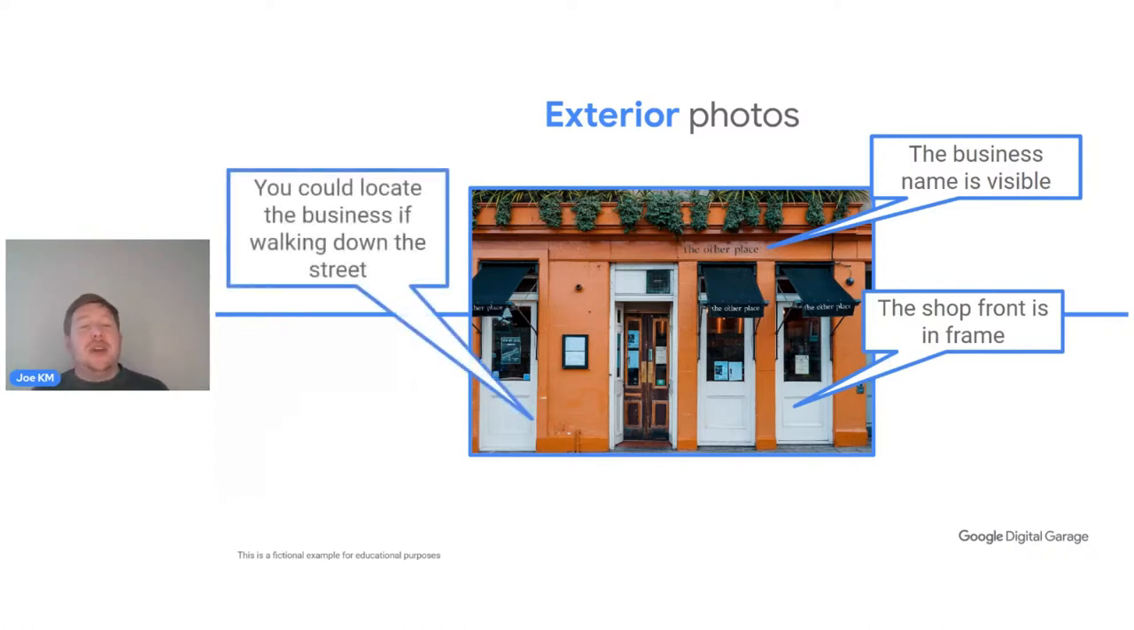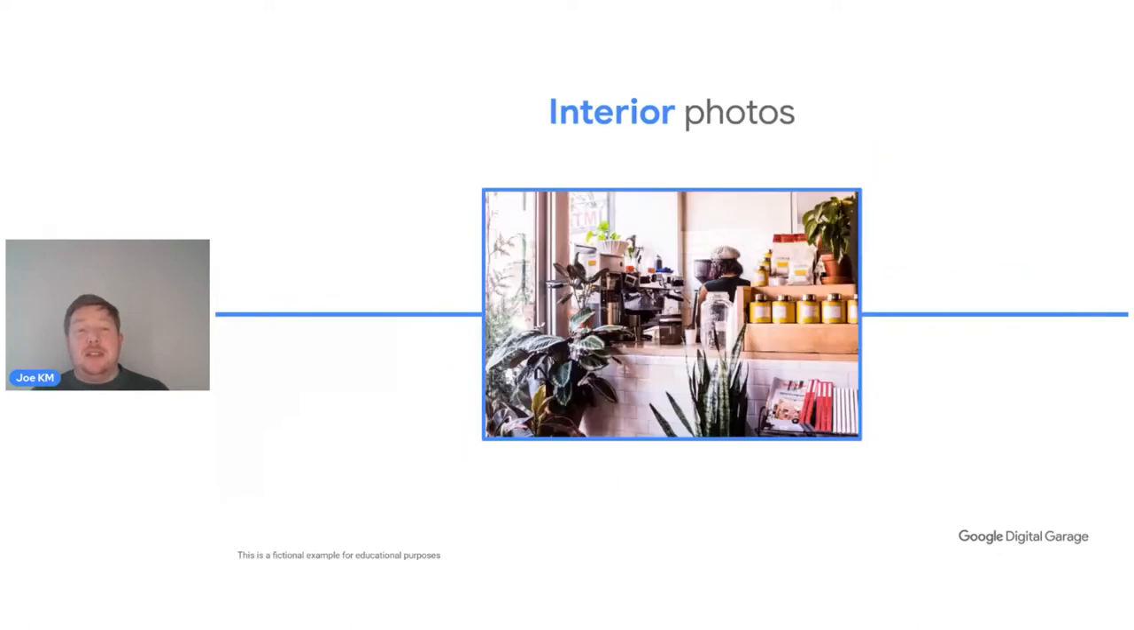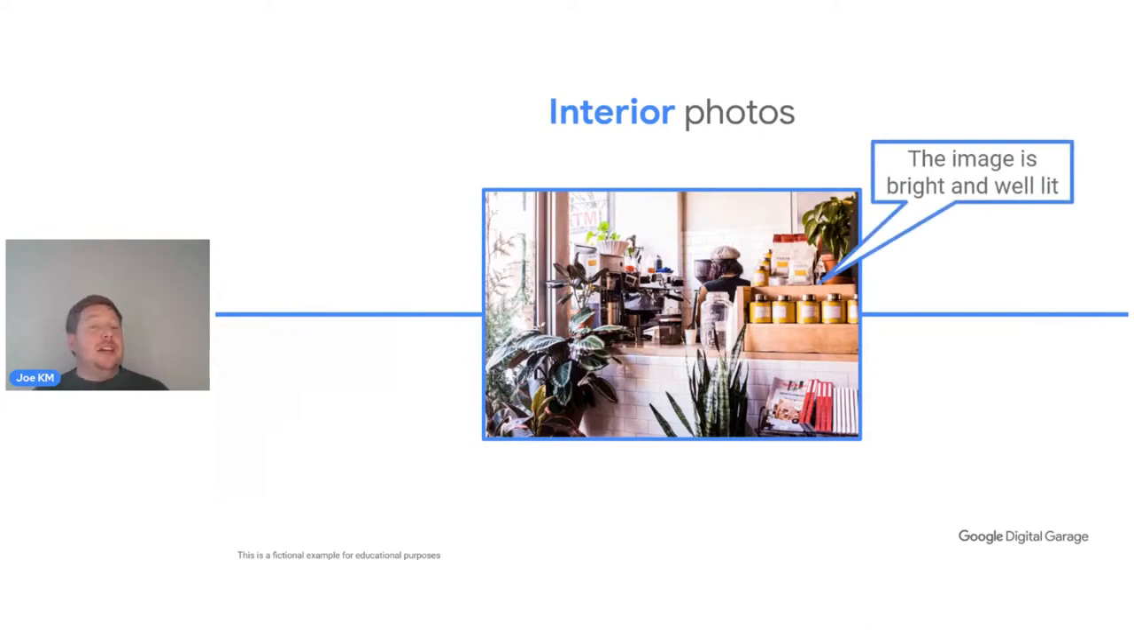You could use this to locate it. It's big, it's orange, it's got white doors with little canopies and green things above it. Boom. Straight away, I should be able to find this. And when we take this another step further, we're looking at interior photos. So the image is bright and well lit because we took it during the day when it was sunny. Genius idea, but also quite simple idea.